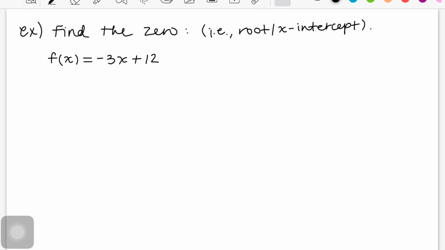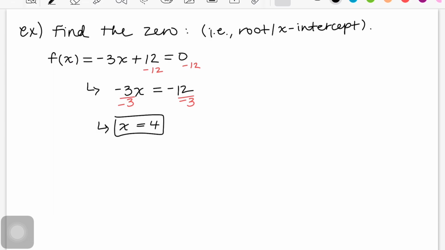And if you remember, we can find that by setting our y or our function equal to 0. So we'll set that equal to 0 and solve for x. So we'll take away 12 on both sides. So we get negative 3x is equal to negative 12. And then we'll divide by negative 3 on both sides to get x completely alone. So we get negative 12 over negative 3, so that'll be positive 4. And this is our x-intercept, our root, or our zero of our function.